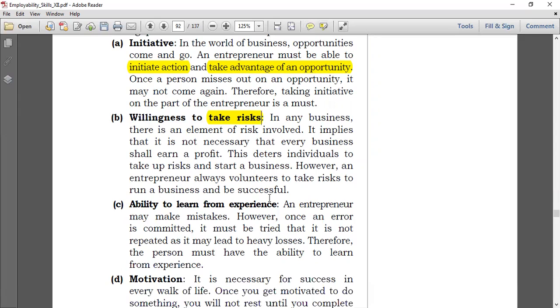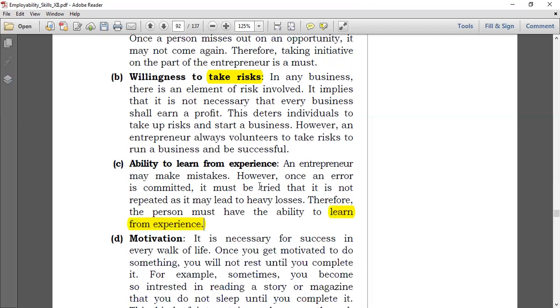Even if you lose some money, even if you lose your business, try to learn from that problem that is there in your life. Why has that problem occurred, why is your business down, and then try to improve over that, right? Whatever experience you have, whether good or bad, you should try to learn from that experience. That will help you in future.